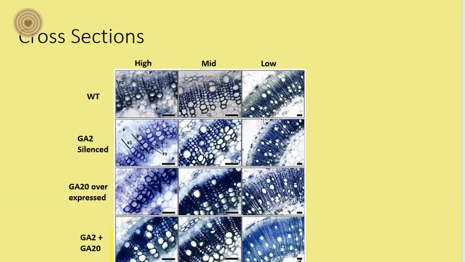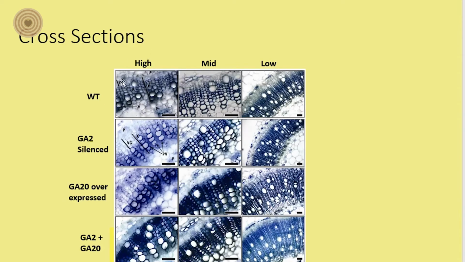When we analyze the wild type compared to the silenced one, we don't see any effect. When we increase gibberellin production with the GA20 overexpressed, we double the amount of wood. When we add the GA2 silencing that doesn't allow the gibberellin to decrease, then we get lignified fibers, and the wood is much stronger.